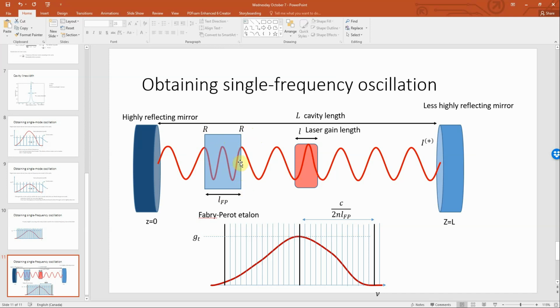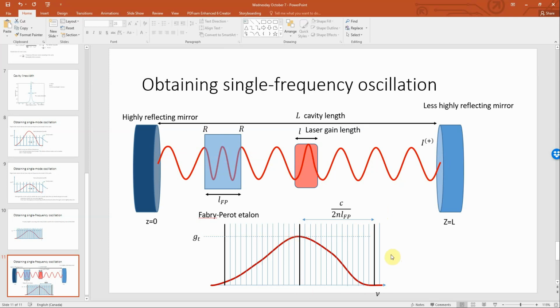You stick this inside the cavity, and the index of refraction and the length of this Fabry-Perot etalon only allow for some resonant mode. So you make it exactly some length, say exactly a certain number of wavelengths, and then only that wavelength can oscillate within this etalon. By forcing it to only oscillate within this etalon, it also forces the entire cavity to only oscillate at that frequency.